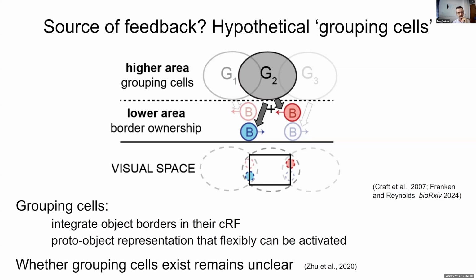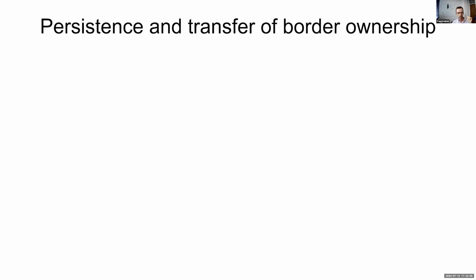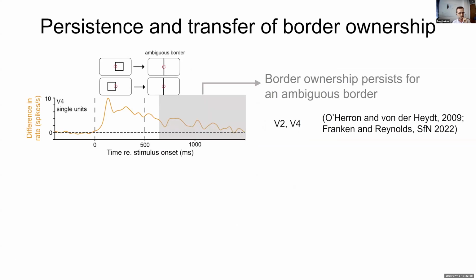Is there evidence for the existence of these cells? So where would we look for them? Well, I have mentioned that the lowest area with a lot of border ownership cells is area V2. So it makes sense to look for grouping cells in V4, because from anatomy we know it's the strongest source of feedback to V2. So we used a property of border ownership to find grouping cells that I will explain first.